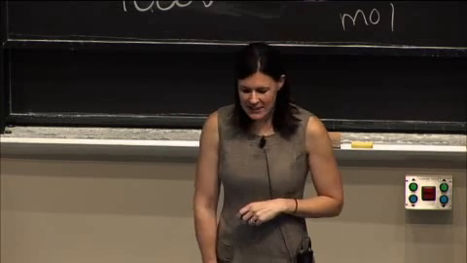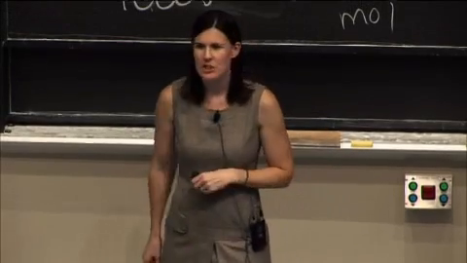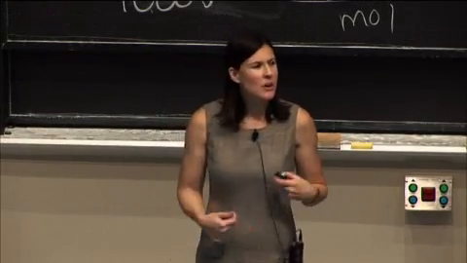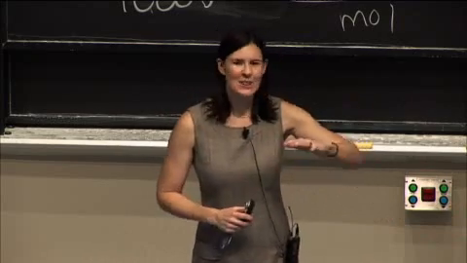The other thing that we did is that we treated both sodium and the chlorine as point charges. And this is what actually allowed us to make this calculation and calculate the Coulomb potential so easily. We just treated them as if they're point charges. We're ignoring quantum mechanics in this. This is sort of the class where we ignore quantum mechanics.